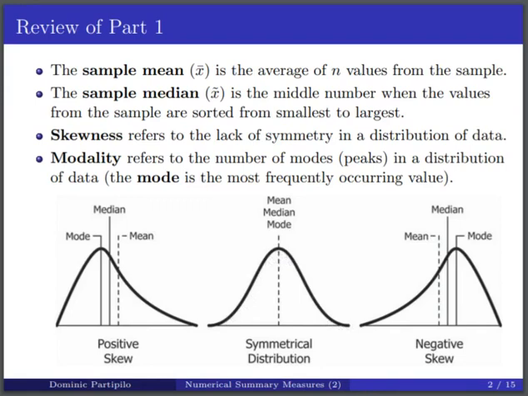And then the last concept we talked about is modality. And modality refers to the number of modes or peaks in a distribution of data. So if it had one peak, it would be unimodal. If it had two peaks, it would be bimodal. And if it had more than two peaks, we just called it multimodal. So for example, all three of these distributions down here are going to be unimodal. And for the most part, for the remainder of this course, we're going to be working with strictly unimodal data.